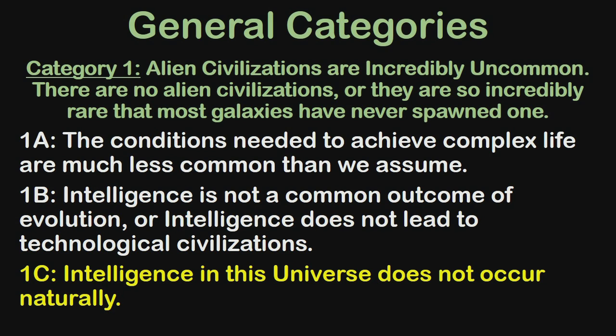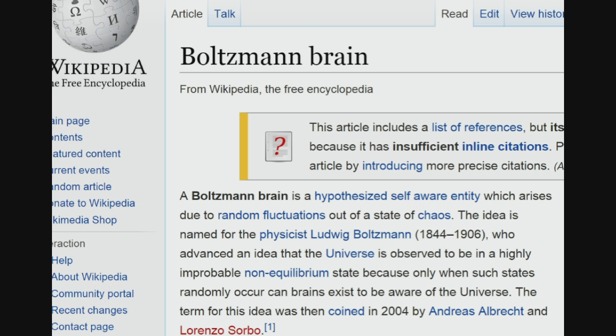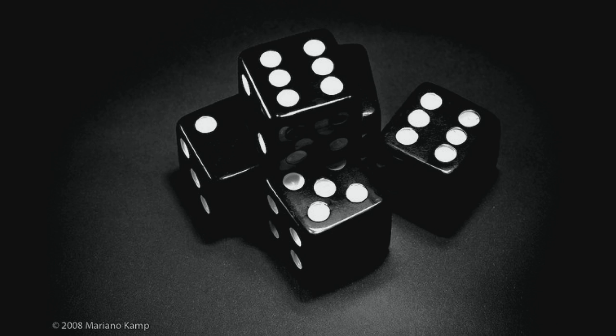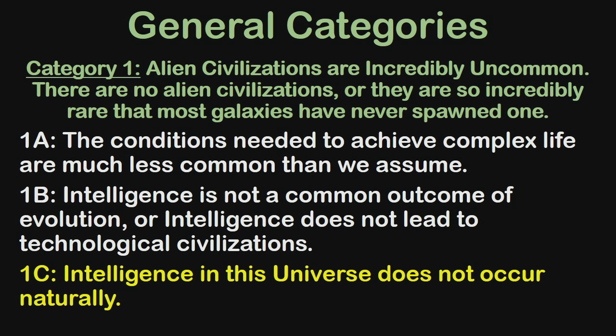Category 1c, that intelligence in this universe does not occur naturally, covers more of the supernatural cases, though it also includes an extreme version of 1b, that a freak anomaly had to occur, rather than an improbable but natural evolutionary jump. If you've ever heard of a Boltzmann brain, essentially the notion that over a long enough time in a large enough space, random events would just assemble a computer out of nothing, not through evolution, but just freak odds, the thing comes together and is a working computer, right out of dust. That's basically the reasoning there.